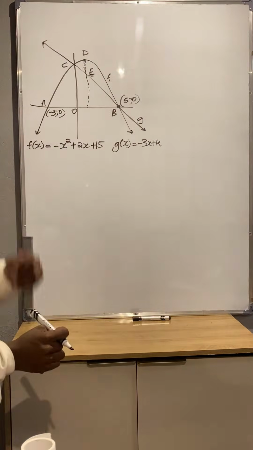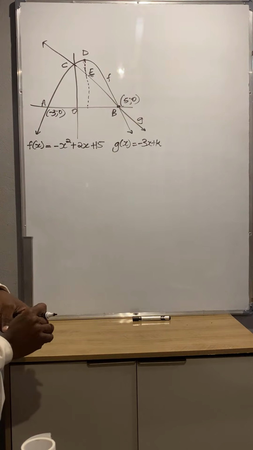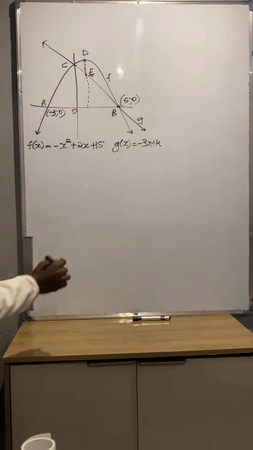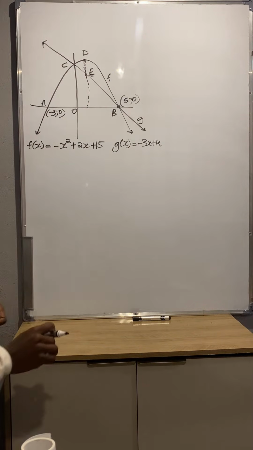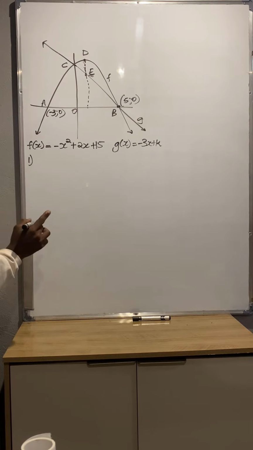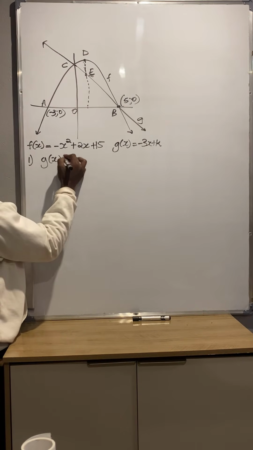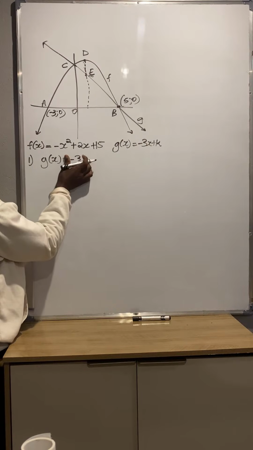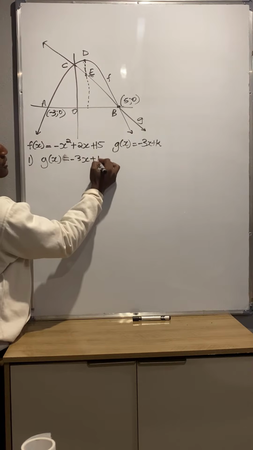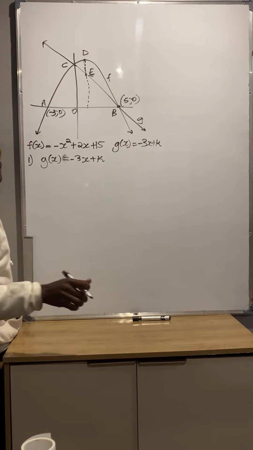Okay, sharp. Fast, family. Fast. They say to us, show that K is 15. Show that K is 15. K is, it's g of x, which is equal to negative 3x plus K, family. So if we can know y and know x, we can find K.